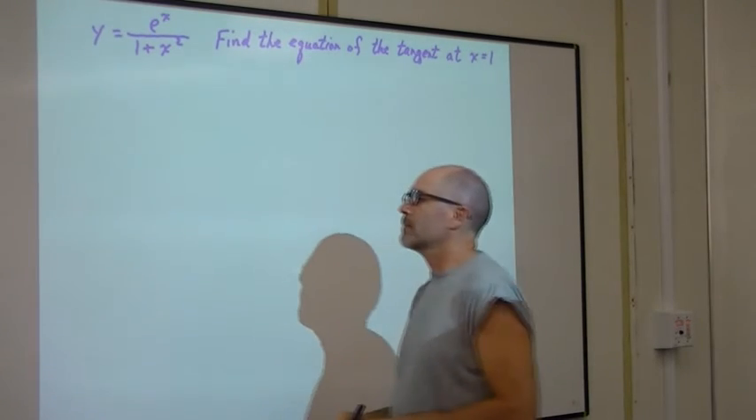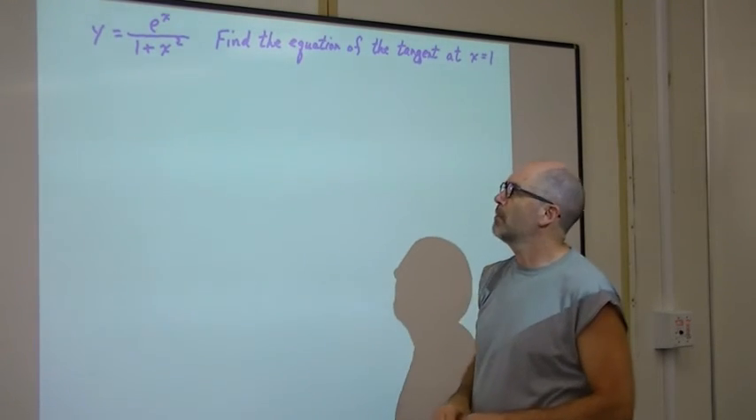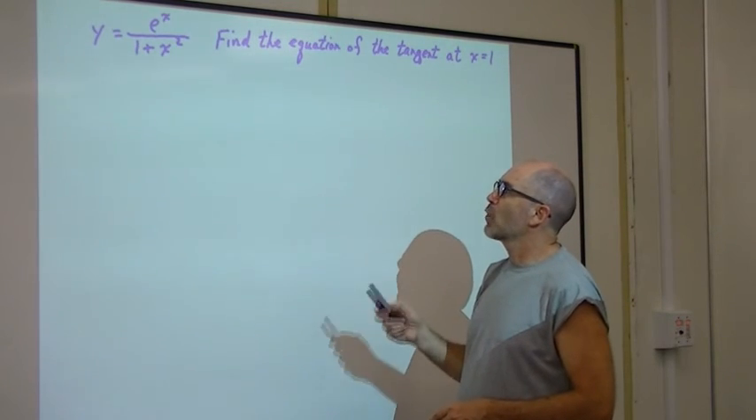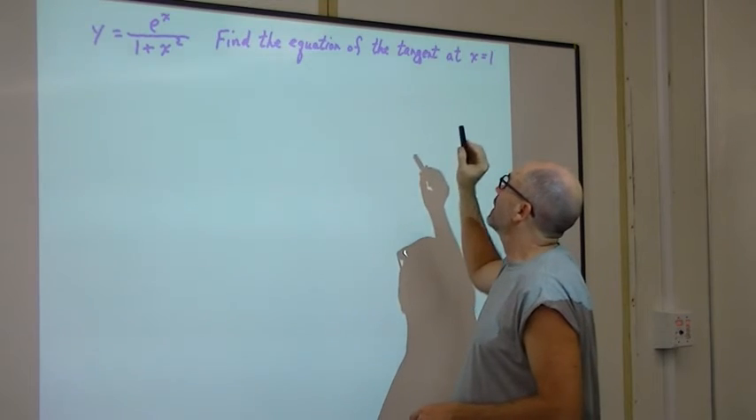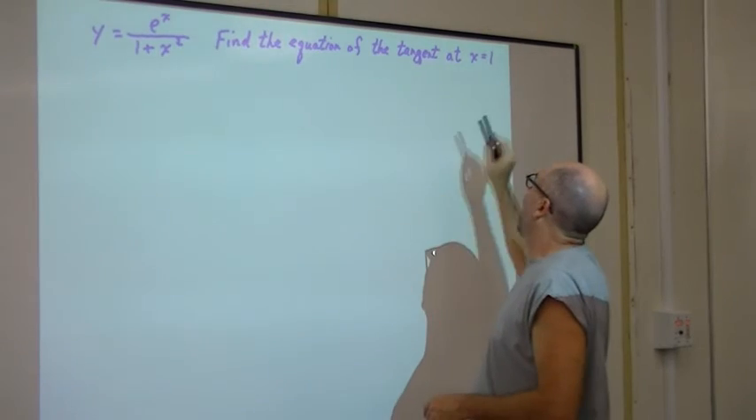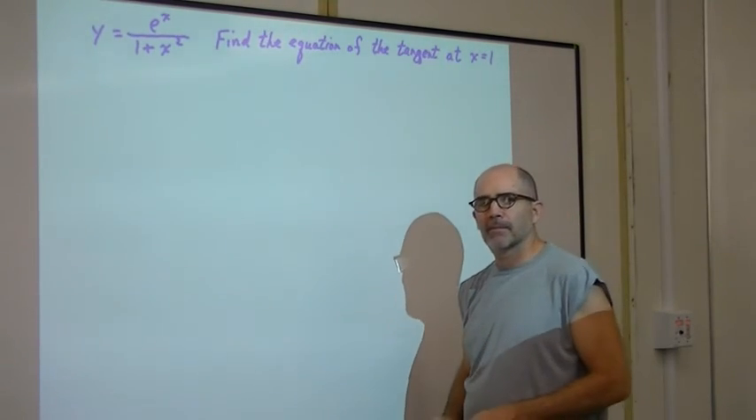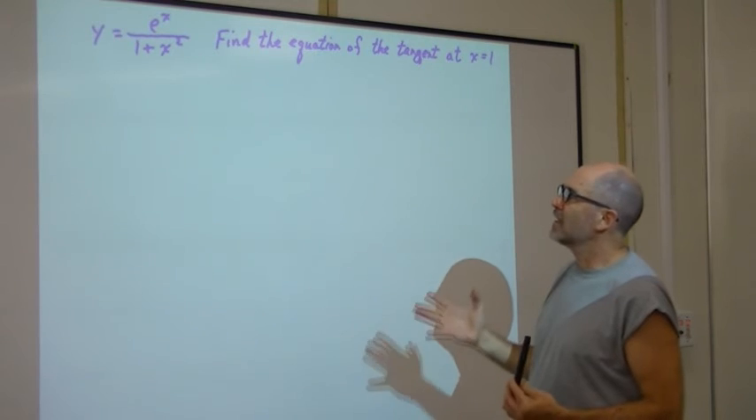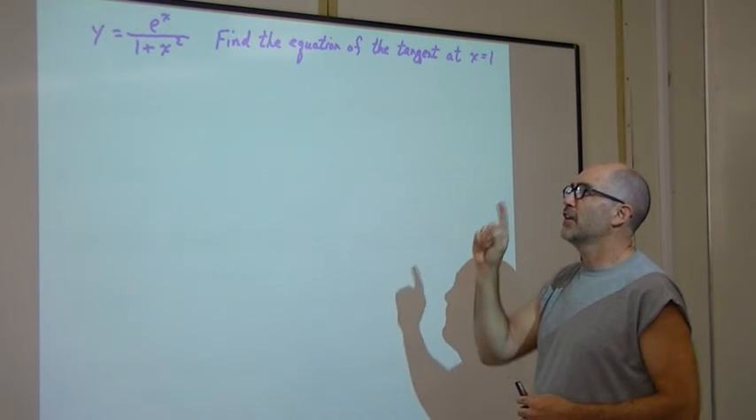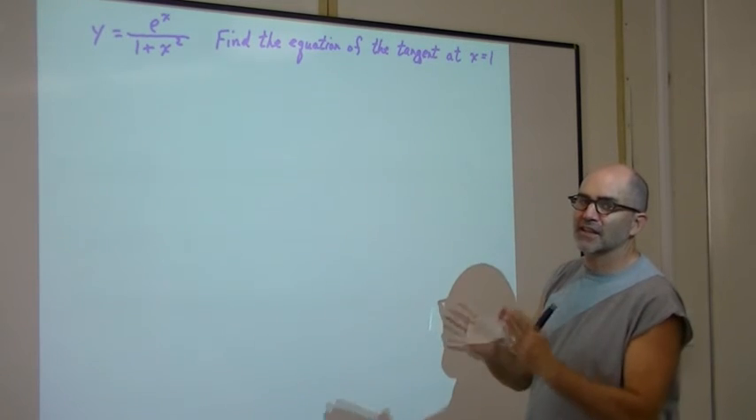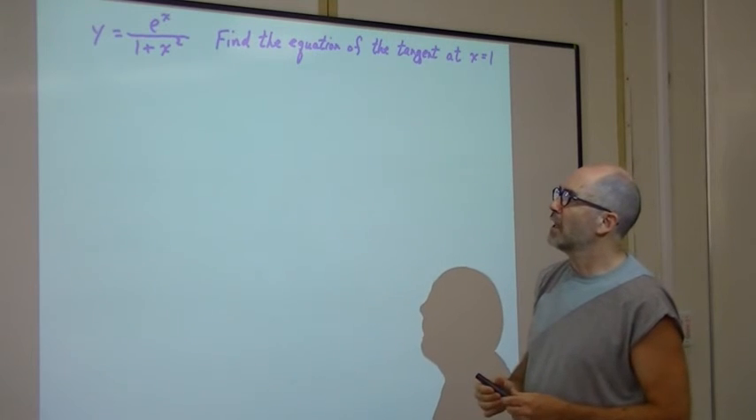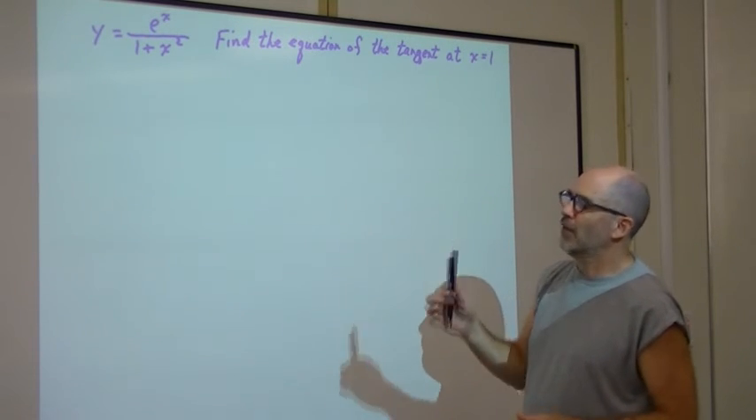Okay, now, our final example problem, we're given this function y equals e to the x over 1 plus x squared, and we want the equation of the tangent line to that curve at x equals 1. So how do we get the equation of a tangent line? Well, remember, the derivative of the function is the slope of the tangent at any given point. So what I want is the derivative of y.